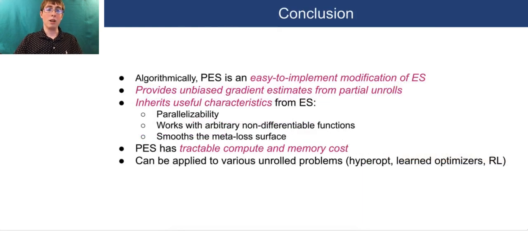So in conclusion, PES is algorithmically an easy-to-implement modification of ES, which provides unbiased gradient estimates from partial unrolls. It inherits useful characteristics from ES, such as easy parallelizability, the ability to work with non-differentiable functions, and meta-loss surface smoothing. And PES has tractable compute and memory cost. And we've shown that it can be applied to various unrolled problems, such as hyperparameter optimization, training learned optimizers, and reinforcement learning. Thank you.